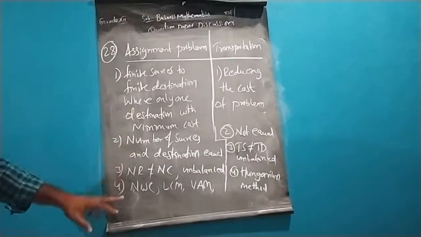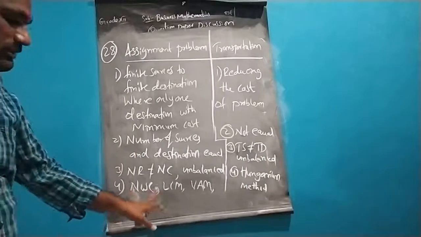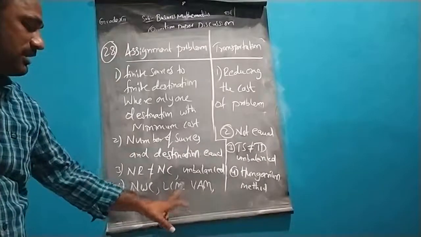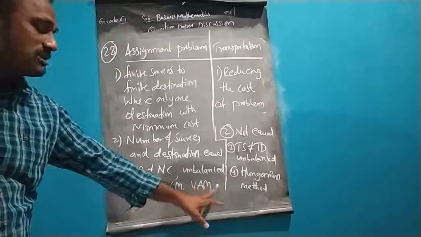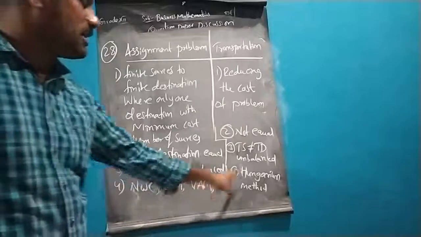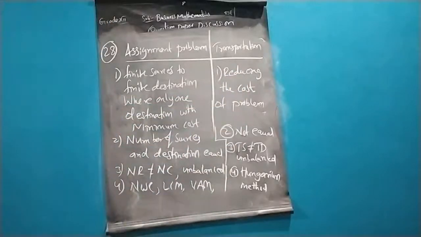The transportation problem can be solved by NWC, that is the north-west corner rule, LCM, the least cost method, and Vogel's approximation method. The assignment problem can be solved only by using one method, the Hungarian method, to get the optimum solution.